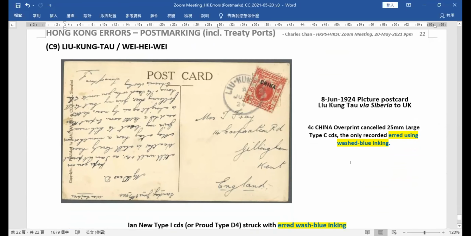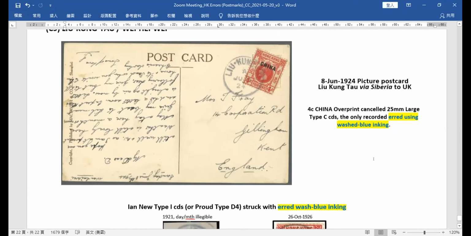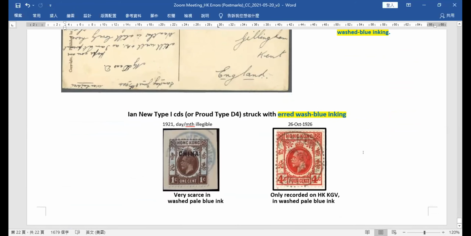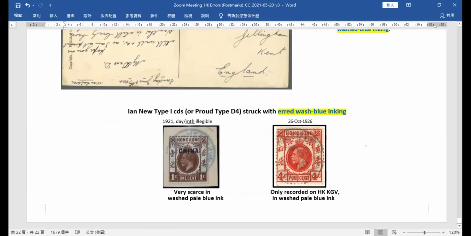In blue, in wash blue inking. It is Ian's new type I CDS or Plough D4 structure with also the wash blue inking. And the right side is very interesting, on 26, the year 26, still on the Hong Kong stamp. Okay, that ends my presentation.